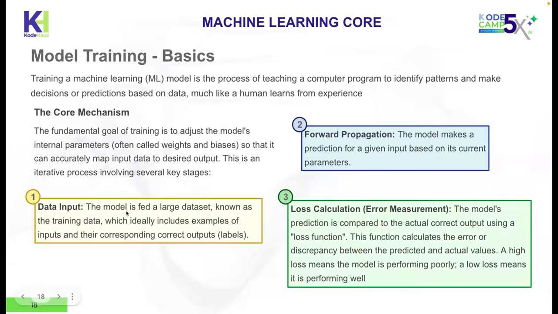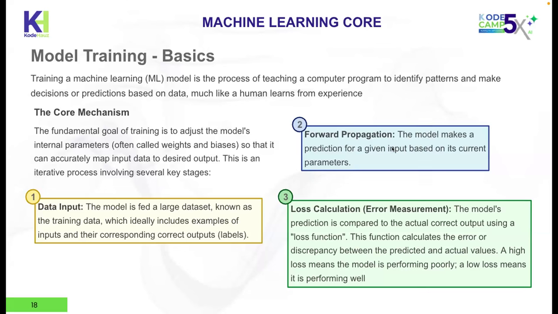One, data input. The model is fed a large data set known as the training data, which normally should include examples of inputs and the corresponding correct output, right? Then you do what we call forward propagation. In the forward propagation phase, you send the input data into the model. The model calculates an output and gives it to you. That is the forward propagation. And that output it calculates is based on the current state of its parameters, the current values of the parameters.